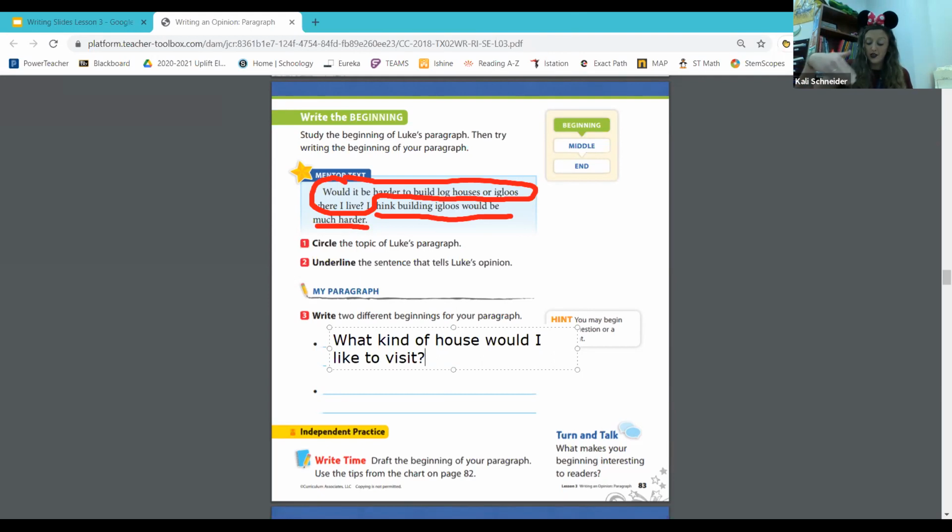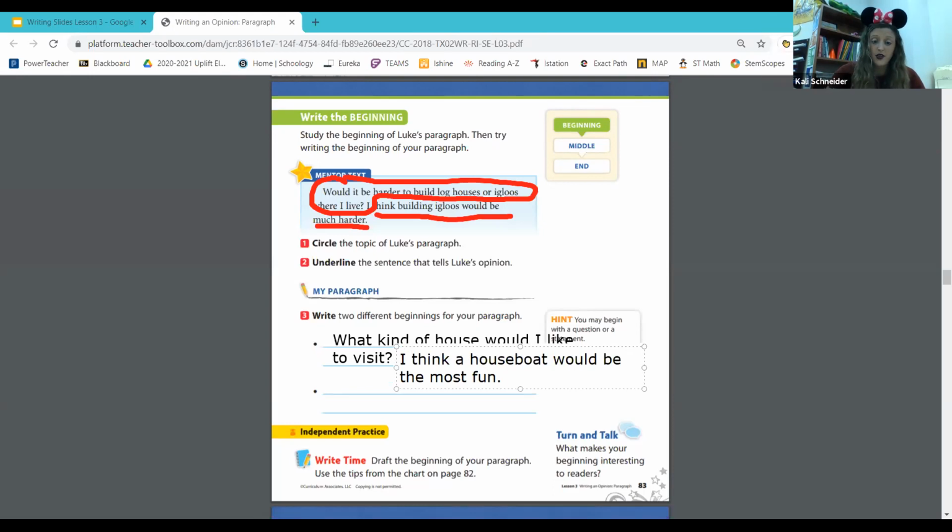So I want you to go back to page number 81, and what you put in that center bubble for your opinion is what you're going to write for your opinion. So I'm going to add to this. My opinion: I think a houseboat would be the most fun. So I have my topic. What kind of house would I like to visit? I think a houseboat would be the most fun. That's my topic. So now that's a good beginning, I think, for now.